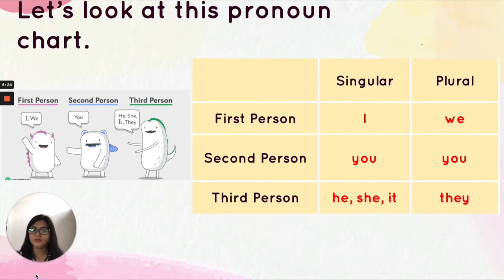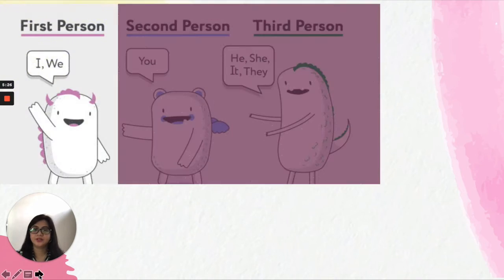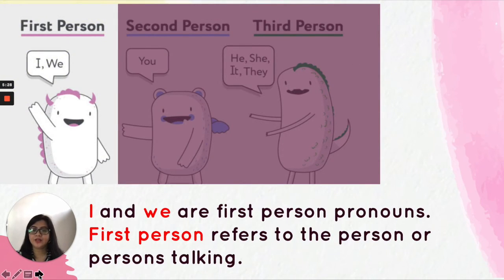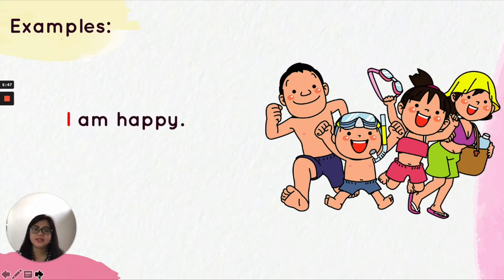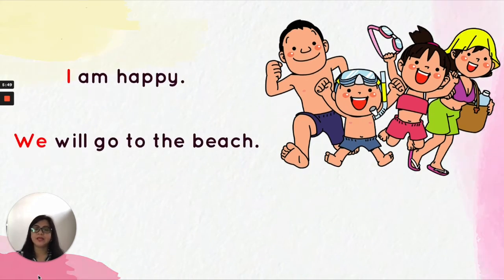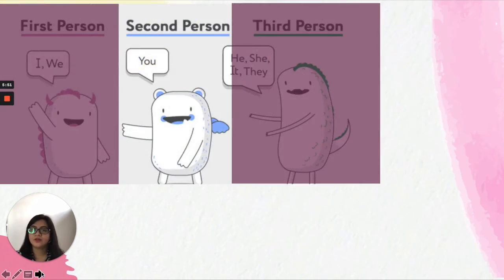Okay? So I think we have to do this fast. So first person, I and we are first person pronouns. First person refers to the person or persons talking. So I am Miss Tigantoka. So we will go to the beach. Examples, I am happy, we will go to the beach. So that's the use of the first person.